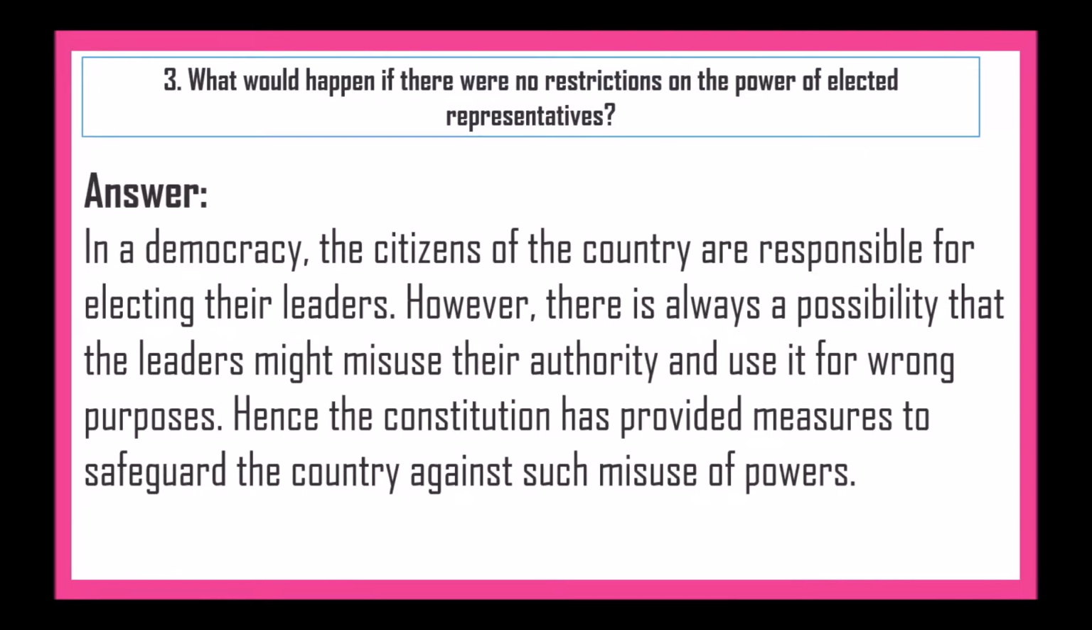Next question, what will happen if there were no restrictions on the power of elected representatives? In a democracy, the citizens of the country are responsible for electing their leaders. However, there is always a possibility that the leaders might misuse their authority and use it for wrong purposes. Hence, the Constitution has provided measures to safeguard the country against such misuse of powers.